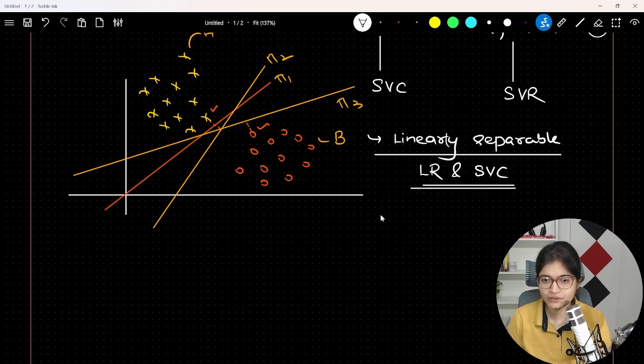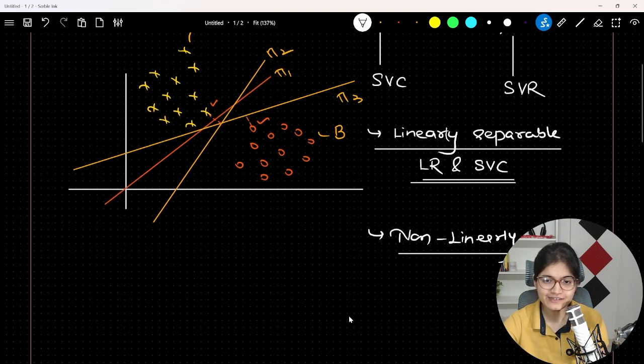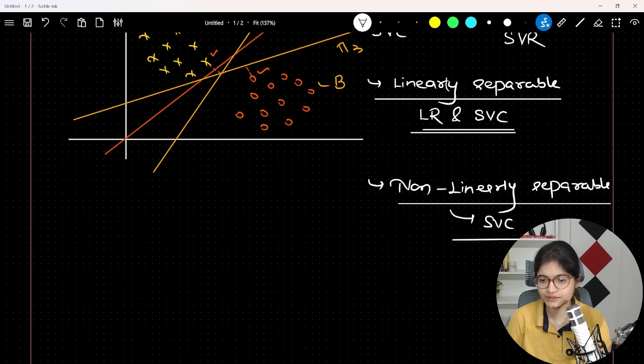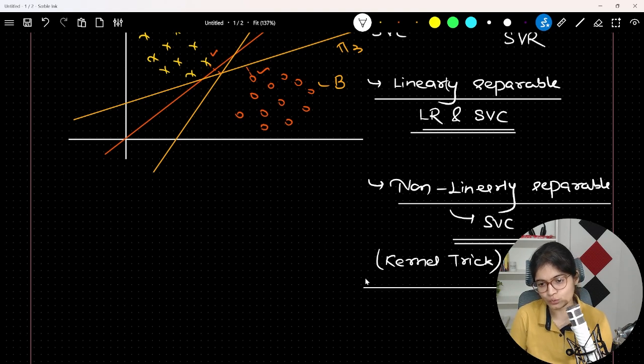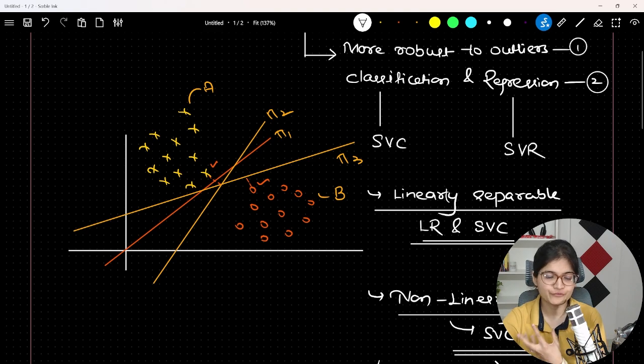But the main beauty of this algorithm is, what if your data is non-linearly separable? In that case, the logistic regression algorithm will not work, but SVC will work. That is where the concept of the kernel trick came into the picture, which is only available in support vector machines, and it can easily classify data points which are not linearly separable as well.